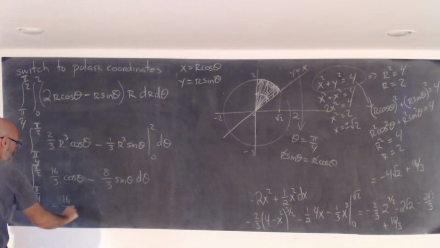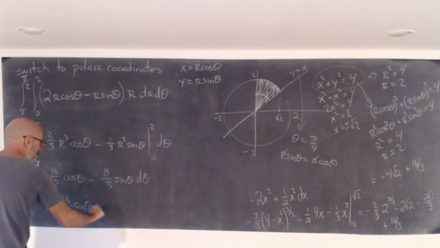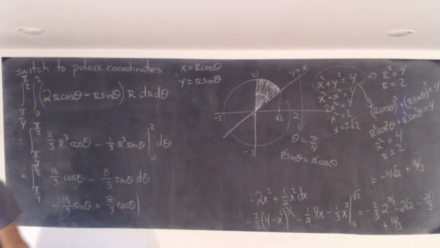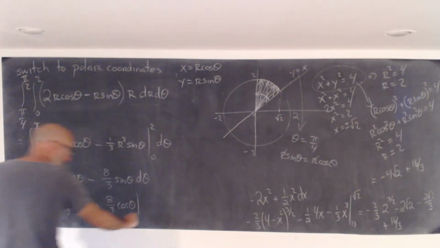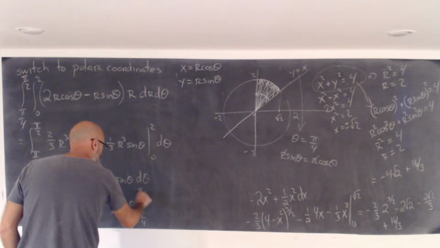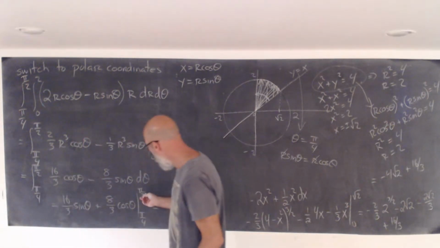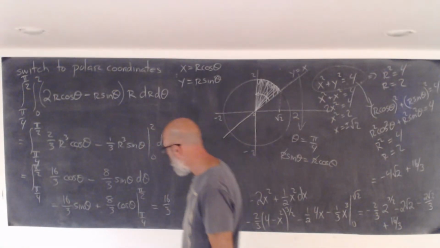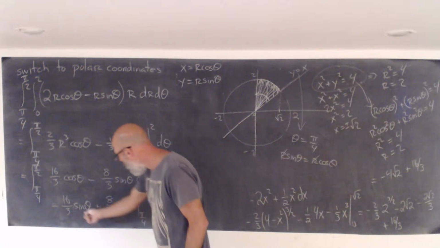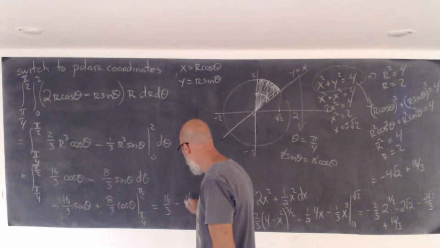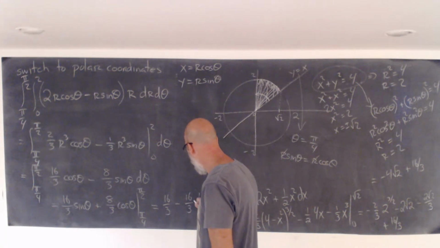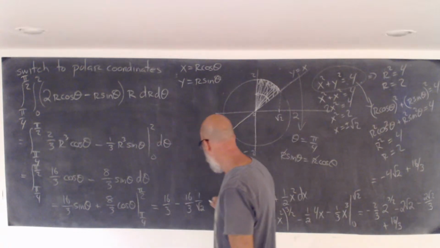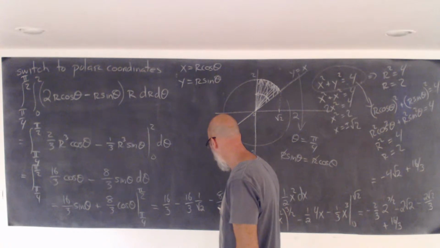And that is 16 over 3 sine plus 8 over 3 cos, from pi over 4 to pi over 2. Sine of pi over 2 is 1. Cosine of pi over 2 is 0. Subtract, plugging in, 1 over root 2 minus 8 over 3 root 2.